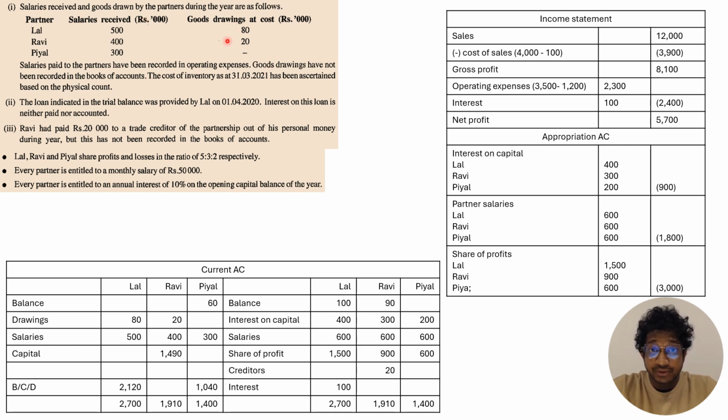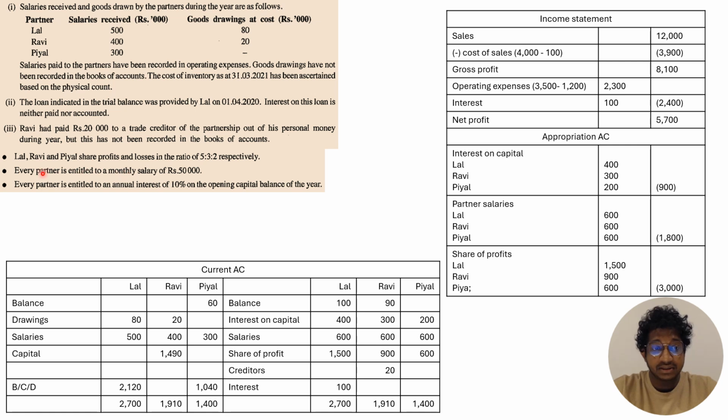So these goods drawings, you have to deduct from the cost of sales, and then you have to debit to the current account drawings to Lal and Ravi. And then these are the salaries that the partnership already paid.